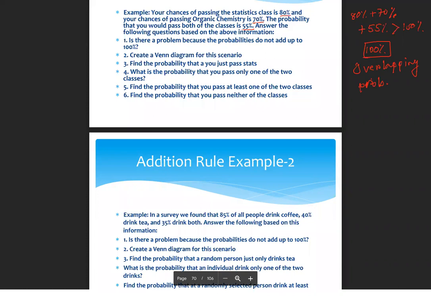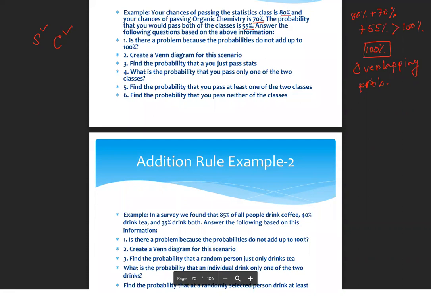All right. Now, create a Venn diagram for the scenario. So you have two events. Let's define S as an event, and C as another event. S is the event that you pass statistics. C is the event that you pass chemistry. So remember what these events mean.